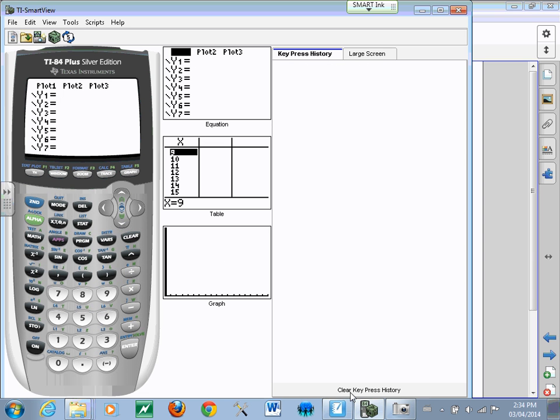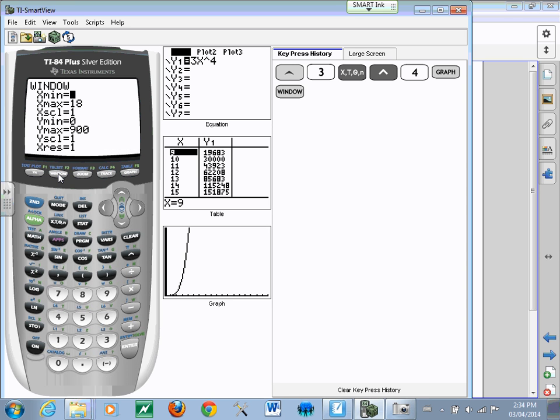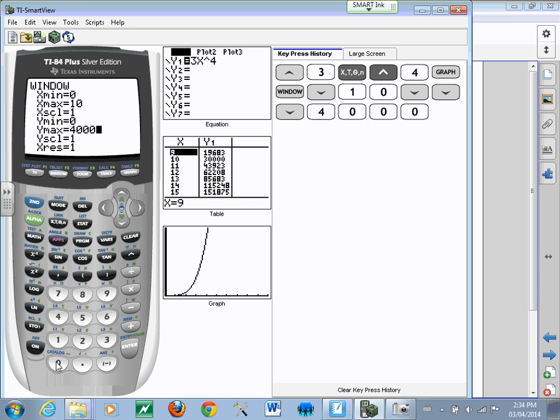Okay, and then I'm going to put in the equation 3x to the 4th. So I've got to go hat 4. Okay, and I press graph. See if it comes up there. I can make my window a little bigger. So I just need to go to 10 for this one. And let's go 4,000 for this one. Okay, and we're going to go graph.